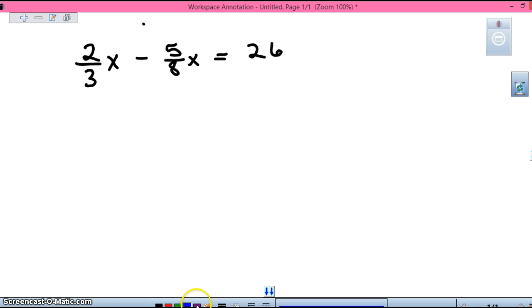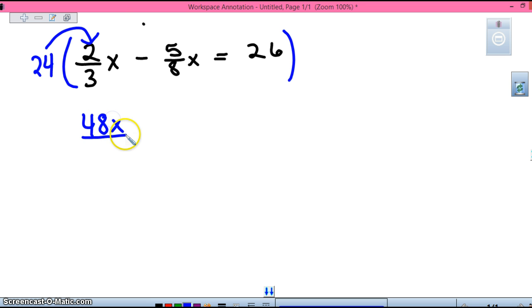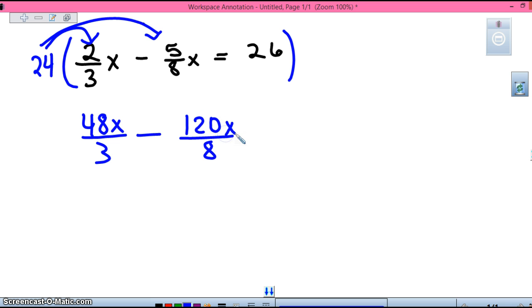Let's try solving this equation by clearing the fraction. What is the least common denominator between 3 and 8? 24. So if we multiply 24 times 2, we get 48x over 3. 24 times 5 would be 120 over 8. And 24 times 26 would be 624.